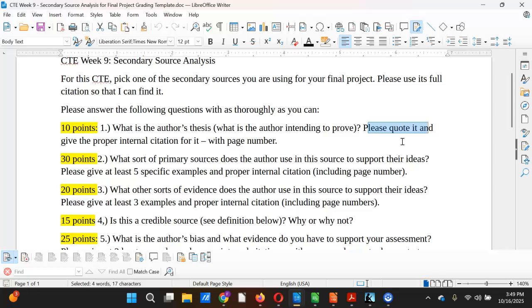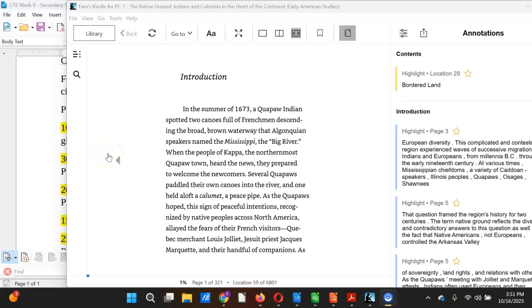Where people had more trouble, though, was in number 3 on the secondary sources. A secondary source is often not identifiable in the text itself unless there's a footnote with it. And I'm going to show you here in just a second. Hang on a minute.